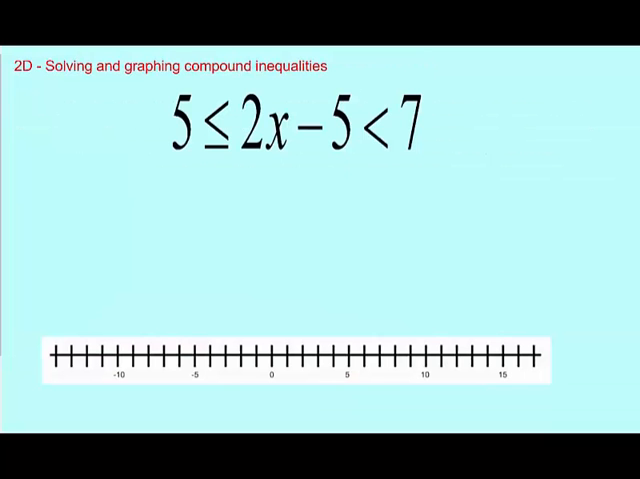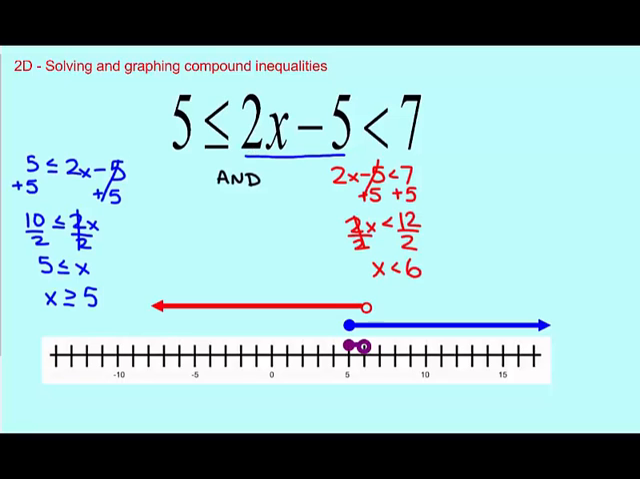So for 2D, we're now looking at compound inequalities. This was the learning target where we were writing on the desks and creating the graphs. So anytime you see a compound inequality where we've got this in the middle, you know that that's going to be an AND situation. You have to break it into two inequalities. So we've got 5 is less than or equal to 2x minus 5, and 2x minus 5 is less than 7. As you go through and solve, on the left here we get x is greater than or equal to 5.